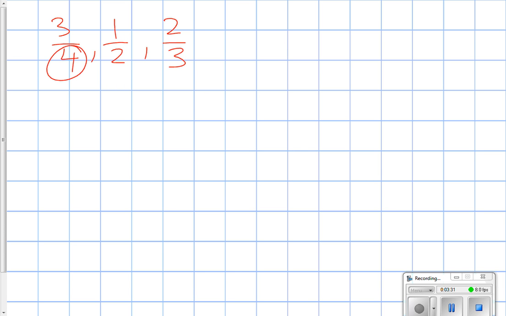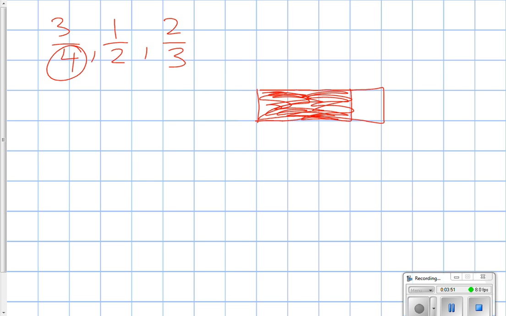It's 4. So what I'm going to do is create a rectangle that has 4 squares, just like this. And then I'm going to color in the 3 to represent my 3/4. And that would look like this. So this right here would represent 3/4.